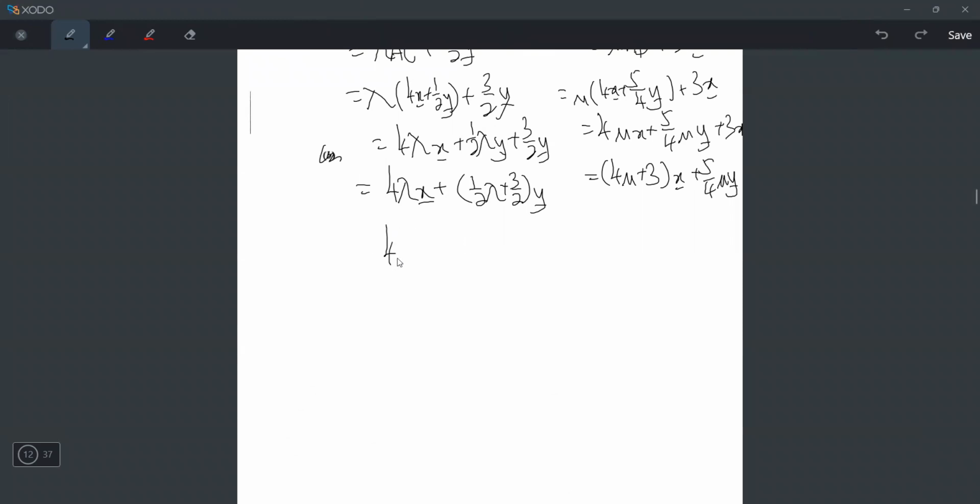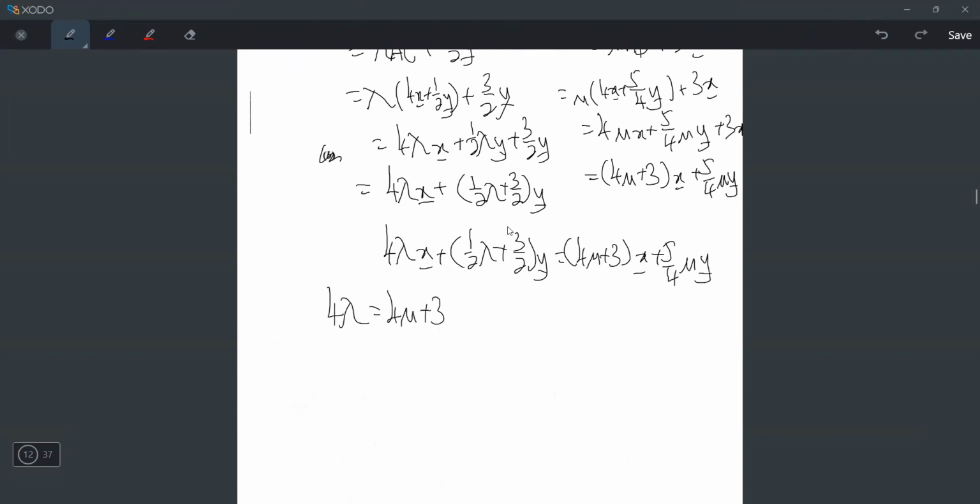So 4 lambda x plus 1/2 lambda plus 3/2y equals to 4 mu plus 3x plus 5/4 mu y. And then you can take coefficient of x equals coefficient of x. 4 lambda equals to 4 mu plus 3. And then coefficient of y equals coefficient of y. So 1/2 lambda plus 3/2 equals to 5/4 mu. Okay, this one is lambda. And now you do simultaneous equations.